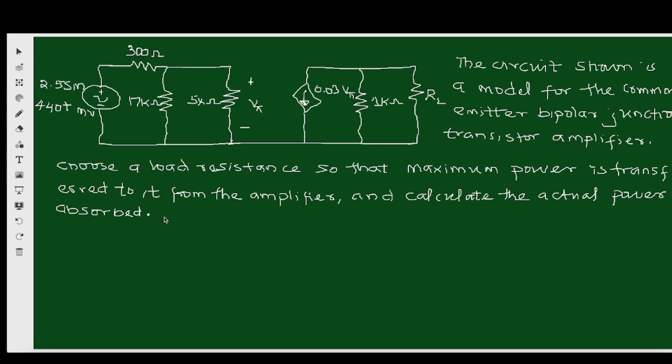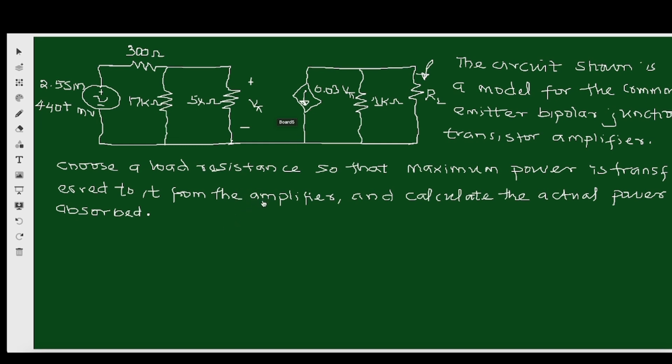Since it is a load resistance we are asked to determine, the maximum power transfer theorem applies. The first step is to find the Thevenin equivalent of the rest of the circuit. That is, this is the load resistance, right? So the rest of the circuit, let's get the Thevenin equivalent circuit. So how do we get that? We want to get the resistance, and also the voltage source.